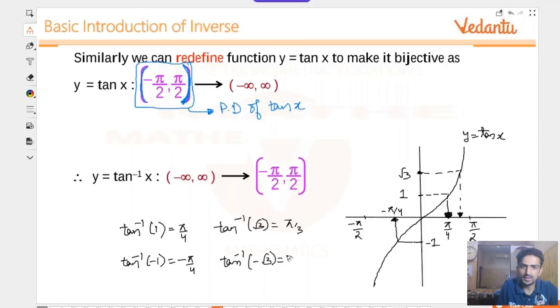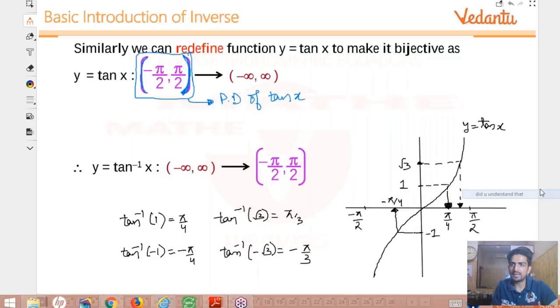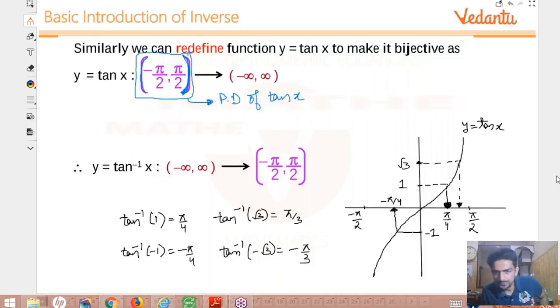Very good guys. It is minus pi by 3. It is that angle for which tan becomes minus root 3. It is minus pi by 3. Very good guys. Exactly, Mrinank. Exactly. So guys, before I move ahead, just tell me whatever we have done so far, is it clear to you? Okay guys, so that is great. Everybody is clear with that now.